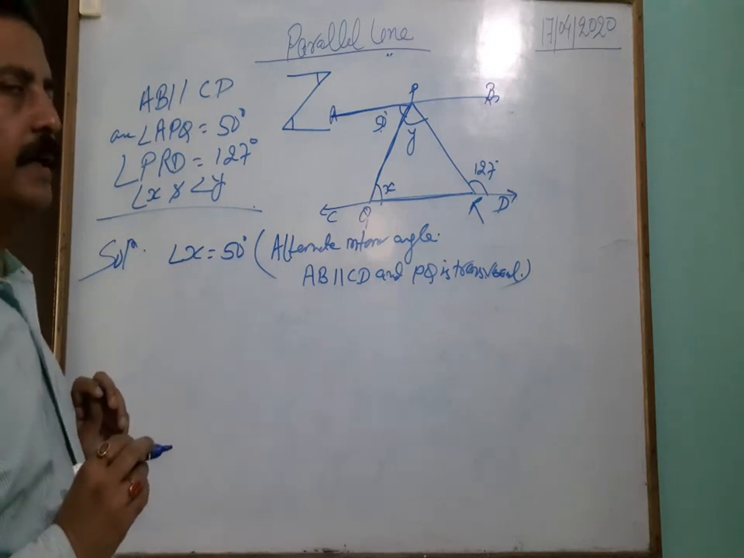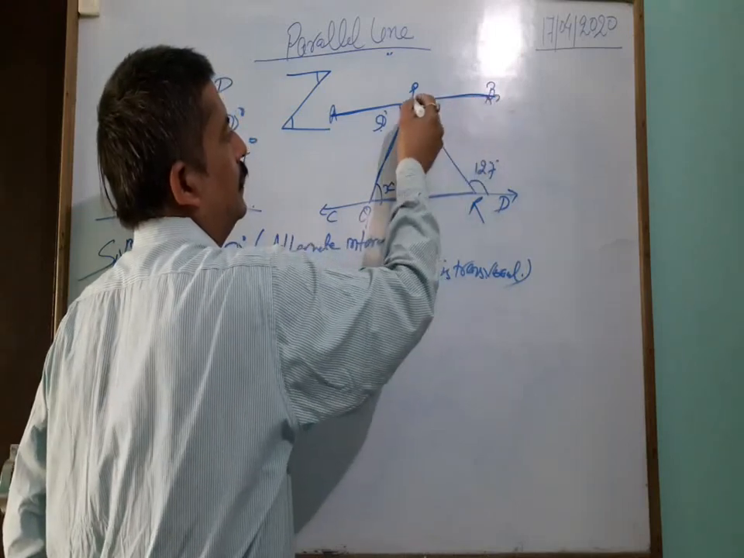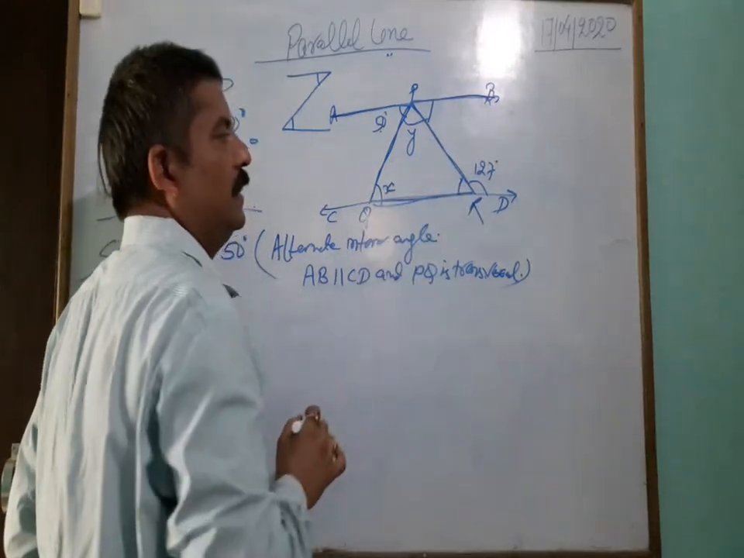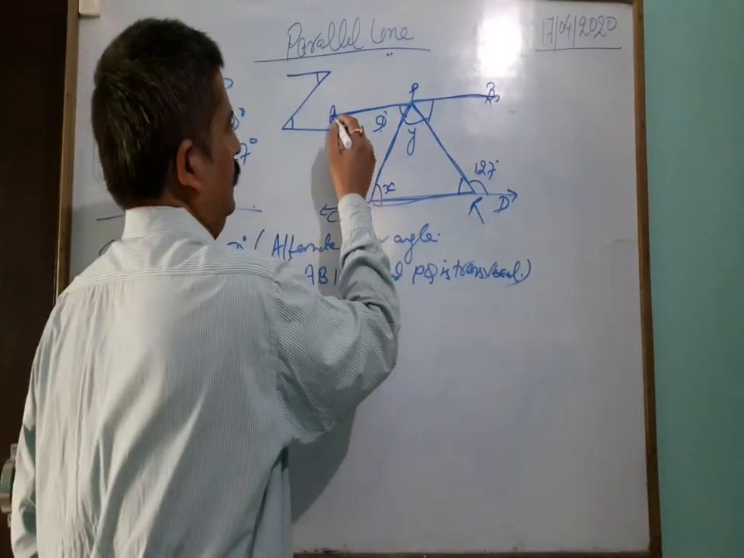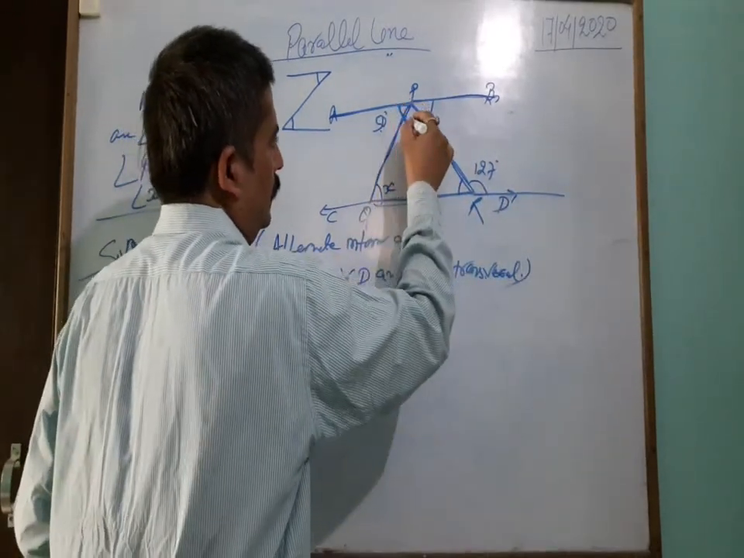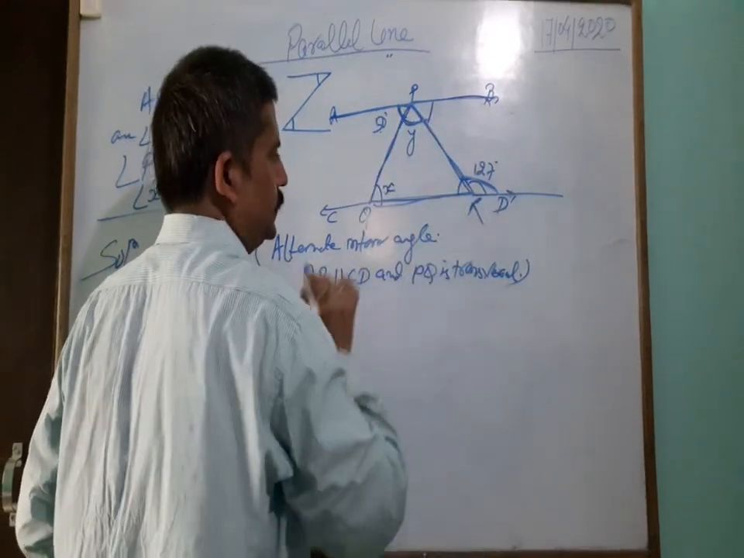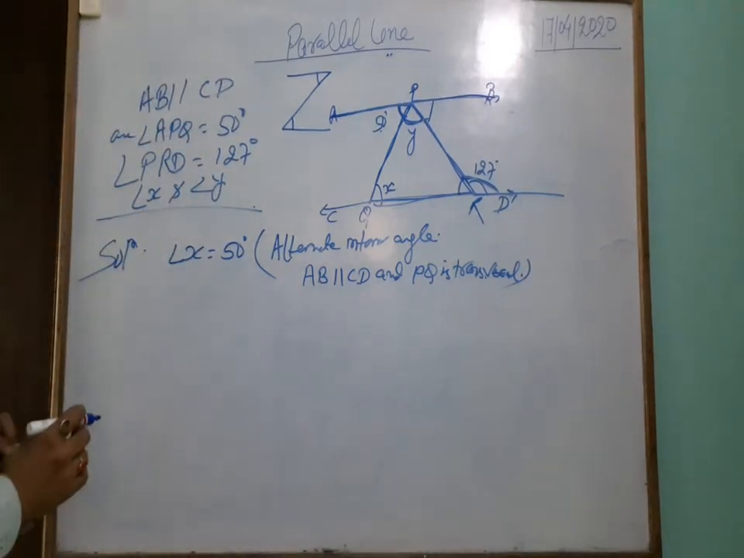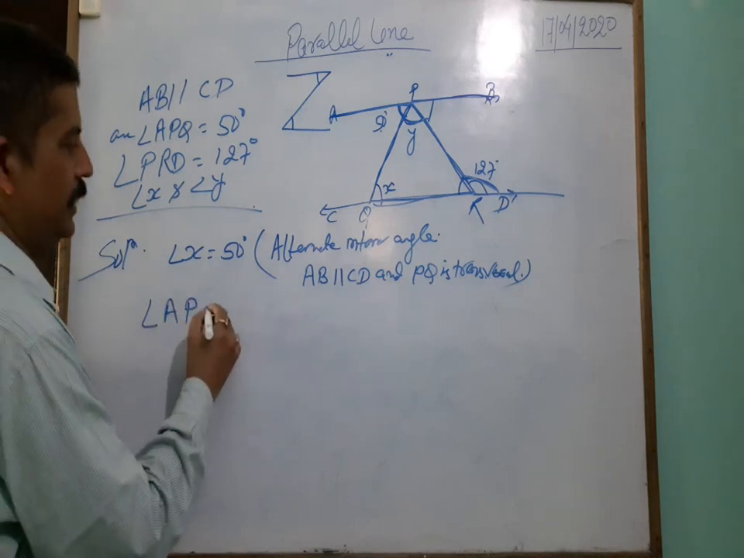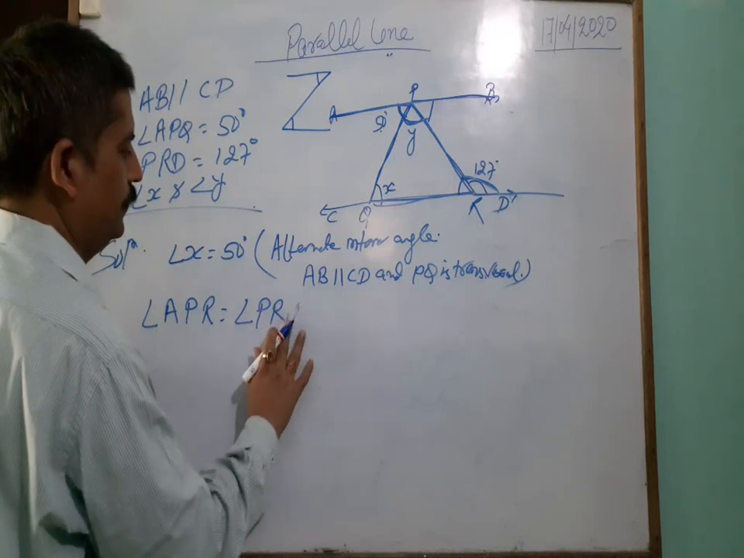In such cases, we also find that such an angle and such an angle are both alternate interior angles. Another angle, APR equals angle PRD, which is equal to 127.